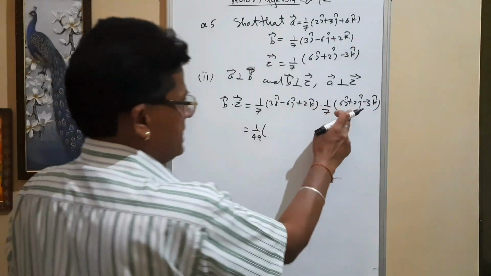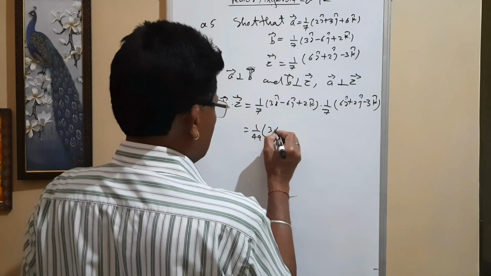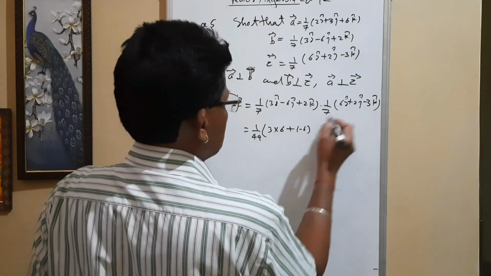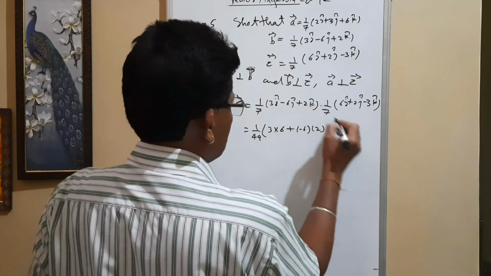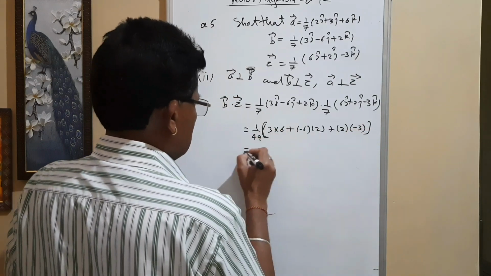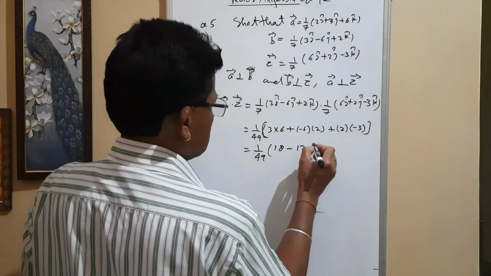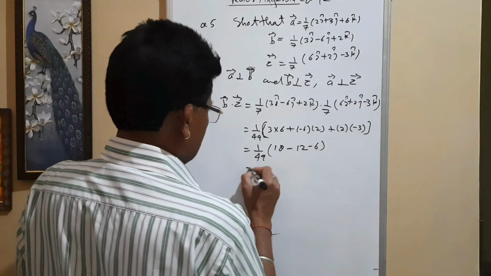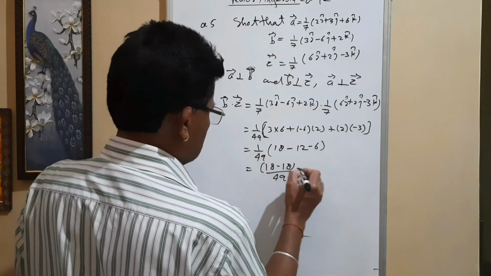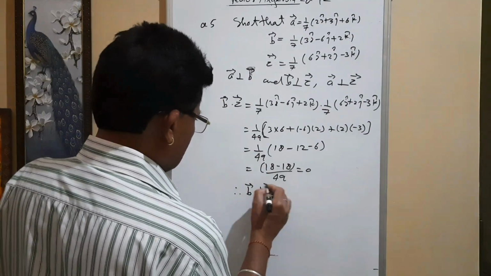Because i dot i will be equal to 1. 3 into 6, plus minus 6 into 2, and plus 2 into minus 3. See this thing. It will be equal to 1 upon 49 times 18 minus 12 minus 6. It will be equal to 18 minus 18, divided by 49, it will be equal to 0. That is also 0. Therefore, vector B is also perpendicular to vector C.